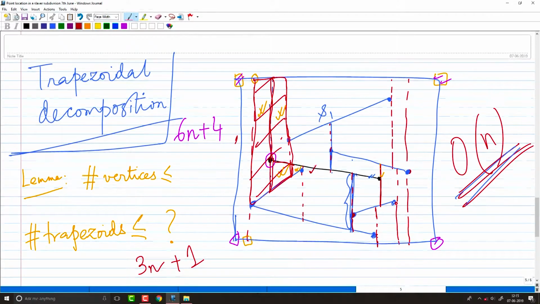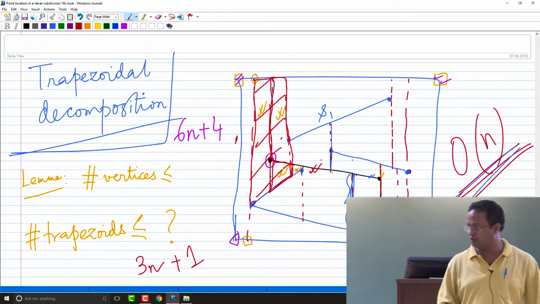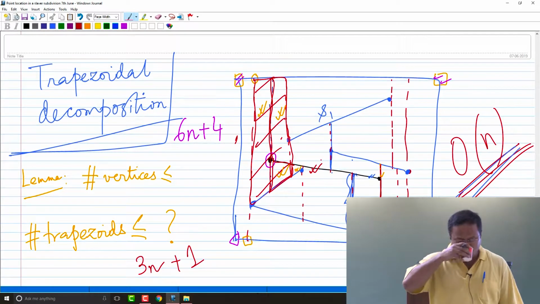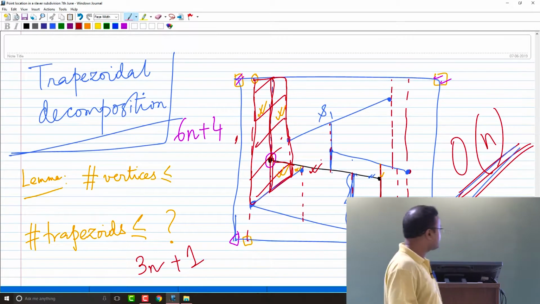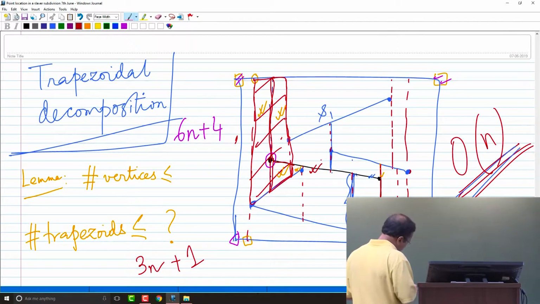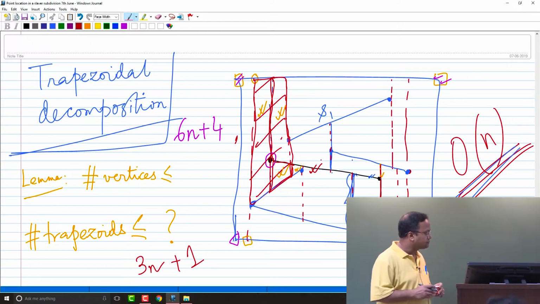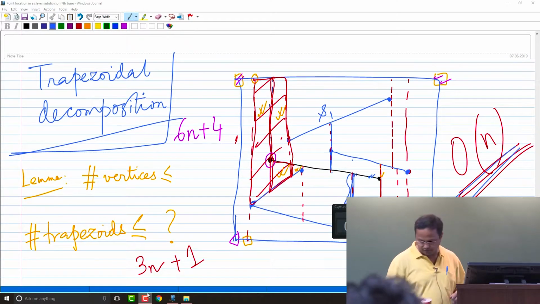I promised to show you a data structure that would support this trapezoidal decomposition that I have done. Start with a small example and we will see as we go on.